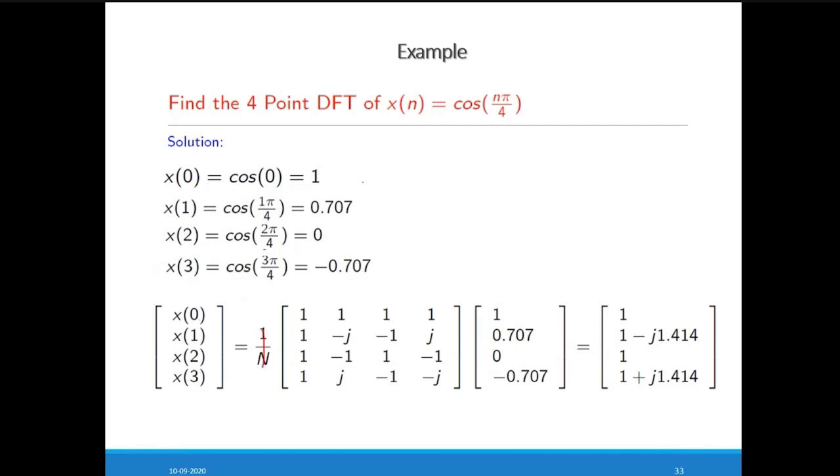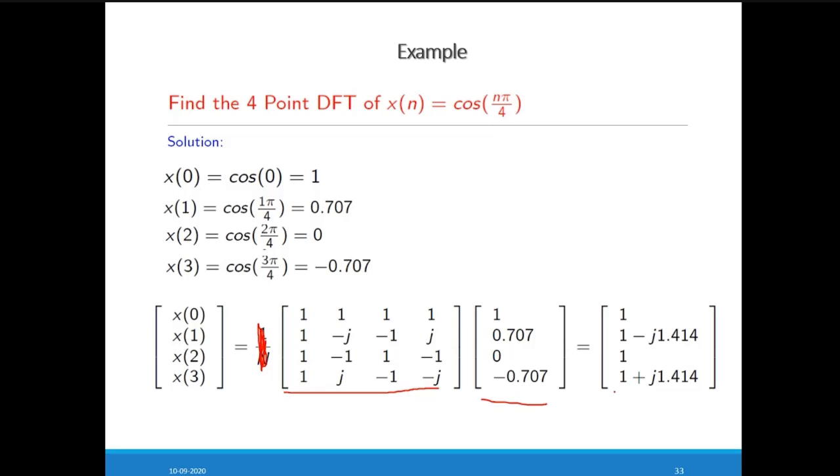Here, just a second, discard this 1 by n because this is the DFT, not the IDFT, so we do not need to average it. So x of 0, x of 1, x of 2, and x of 3. Here this is the 4 cross 4 Fourier matrix we have written, and then you have to apply these values as an n cross 1, or 4 cross 1, matrix. When you do the matrix multiplication, your answers are 1, 1 minus j 1.414, 1, and the last one is 1 plus j 1.414.